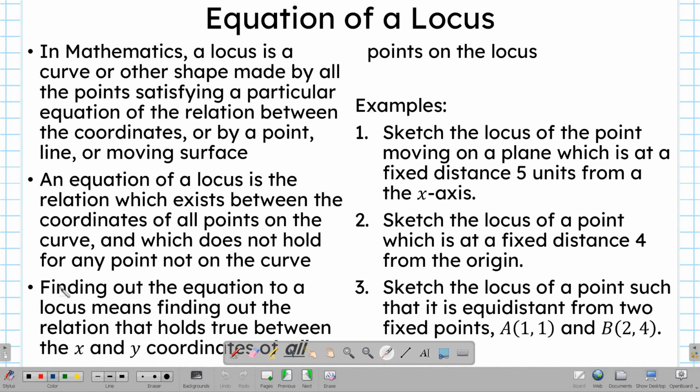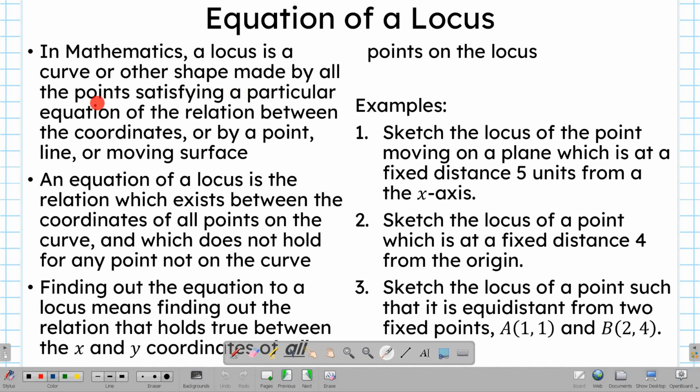One last concept that would involve points. Although the others also have points, this one focuses on points: the equation of a locus. One thing that we need to look into, which will be used also in later concepts, is that a locus is a curve or another shape made by all points. So it is included here in points.